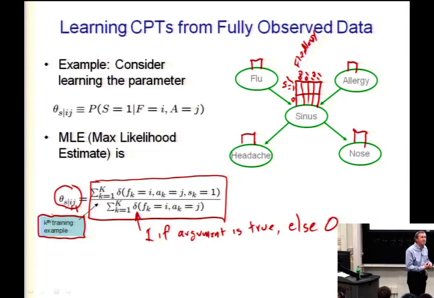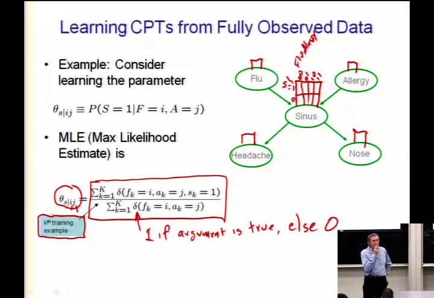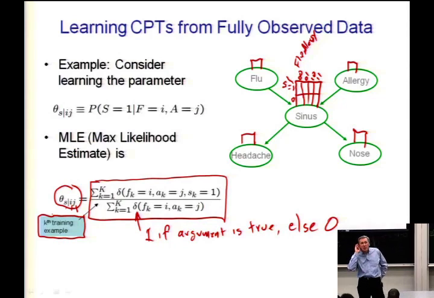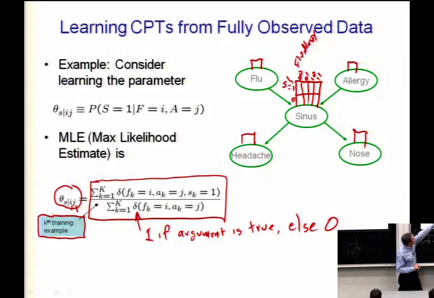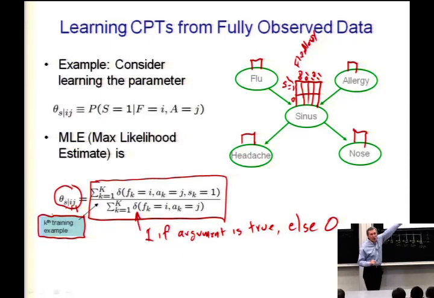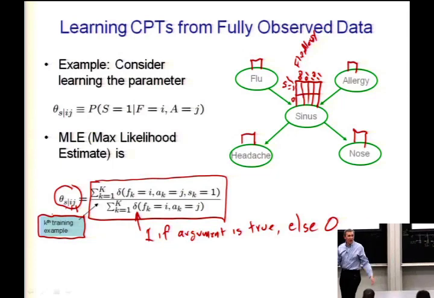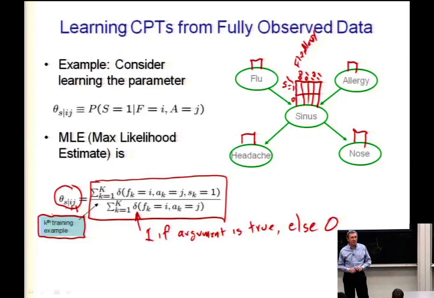Yes? Sorry, in this example, do you know? You know the graph structure, right. So here I'm assuming we know that network, and we're simply trying to estimate the parameters of all the conditional probabilities for all the variables in that known graph structure.